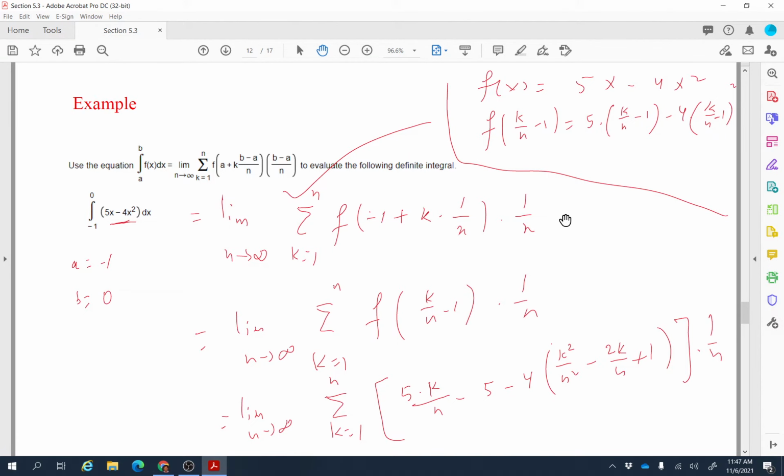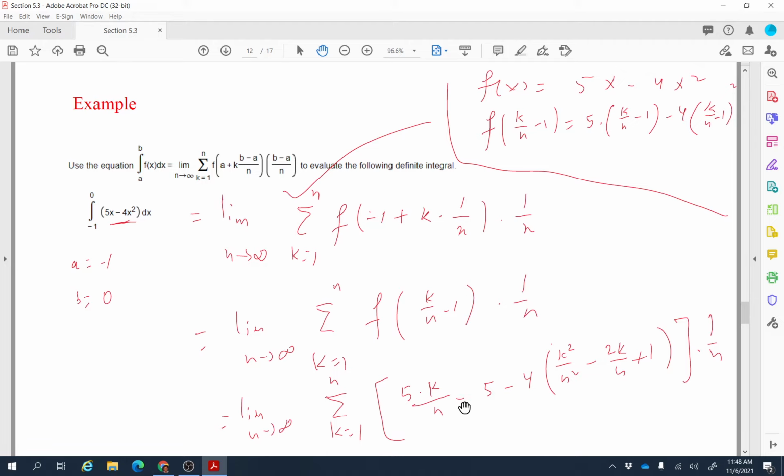Our goal is to find the sum of this, and then after finding the sum we need to find the limit. For that we need to know some formulas, which I'm going to give you. So we plug in the value of f, which is coming from here: 5 times this, and then 4 times the square of this. The square of this is k squared over n squared minus 2 times k over n plus 1.